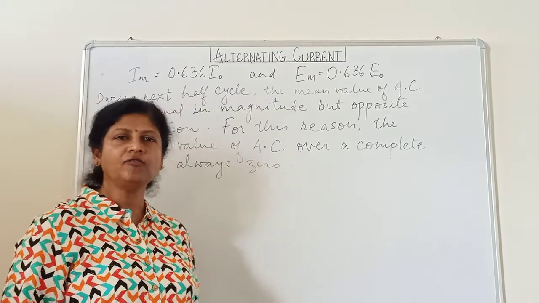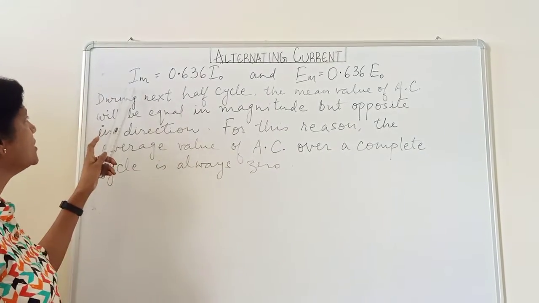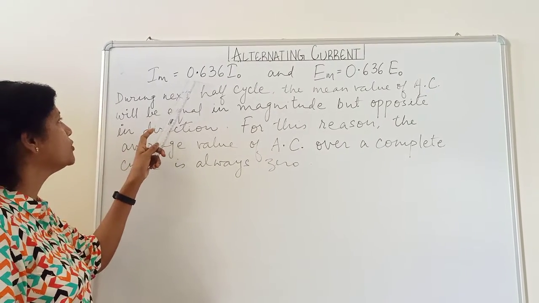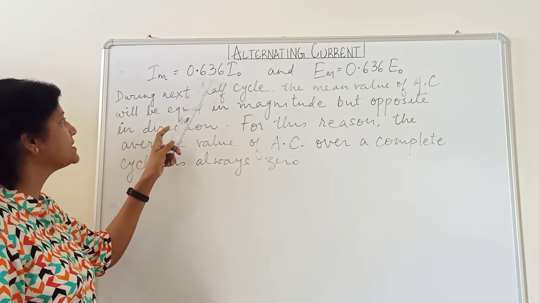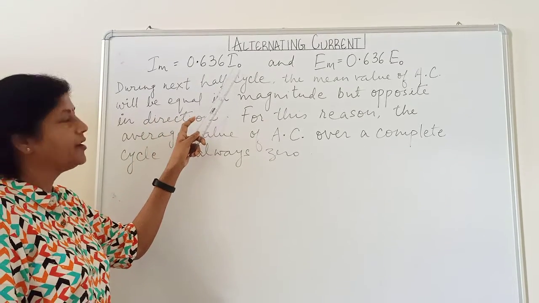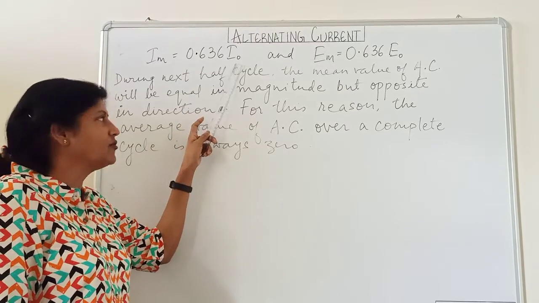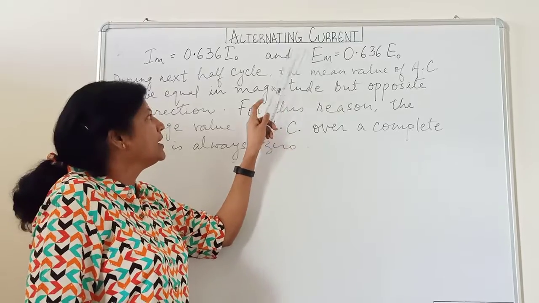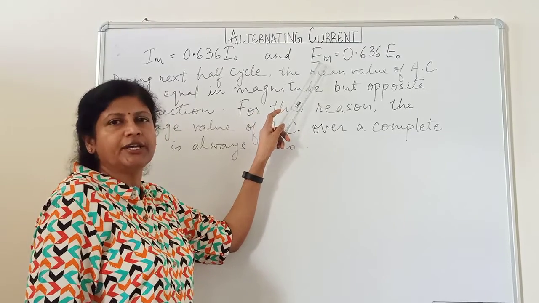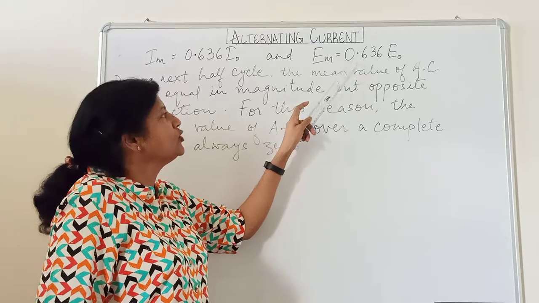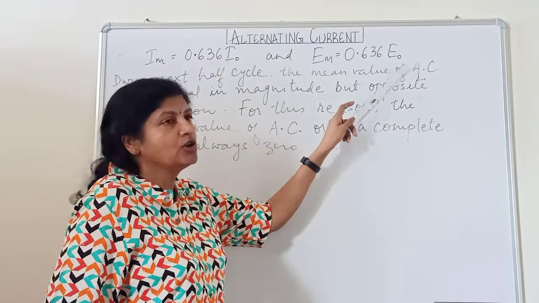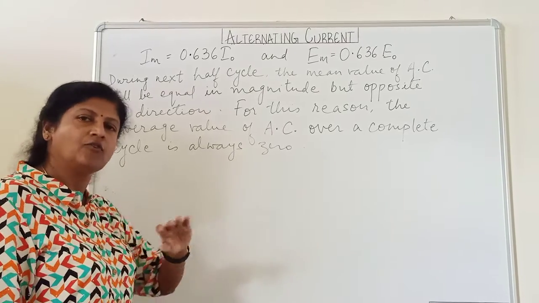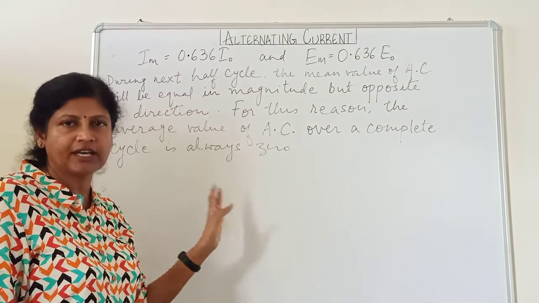For half of the cycle, we have got the average value of alternating current, Im is equal to 0.636 I naught, where I naught is the peak value of current. Similarly, for alternating EMF, E average or E mean is equal to 0.636 E naught. Now, for one half cycle, we have calculated.